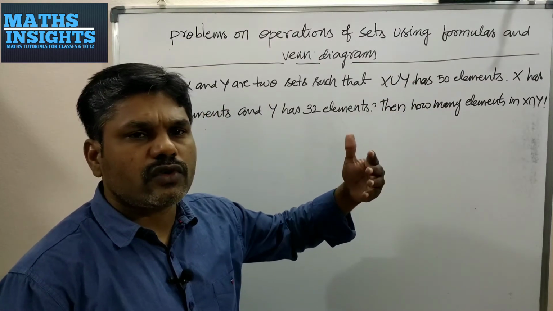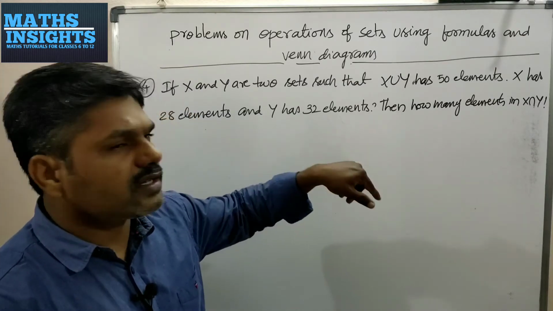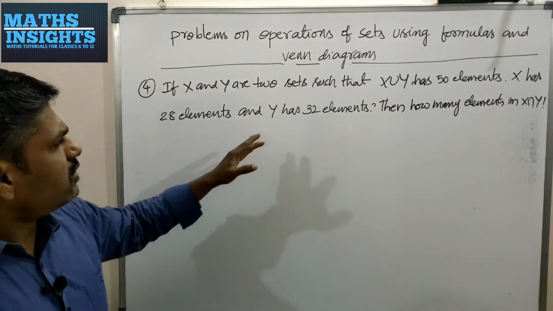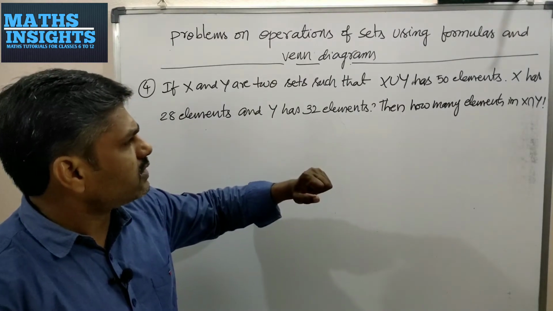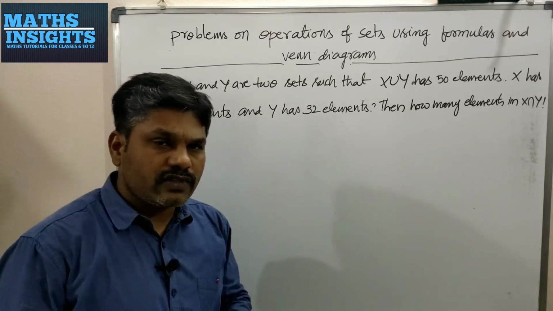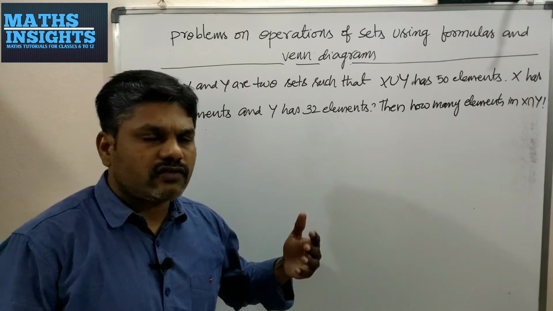Total elements, we don't know how many elements X and Y individually have, but they are saying that X has 28 elements and Y has 32 elements. Then how many elements are in X intersection Y? That means how many elements are common to both the sets X and Y.